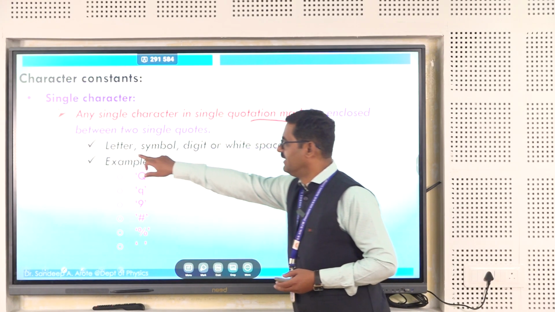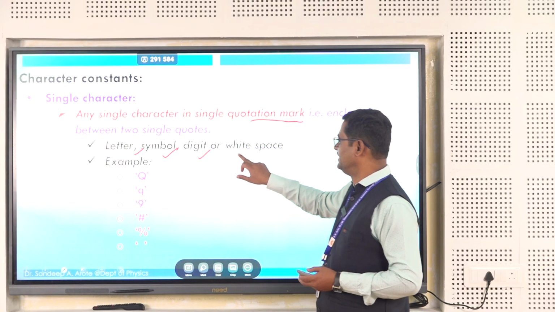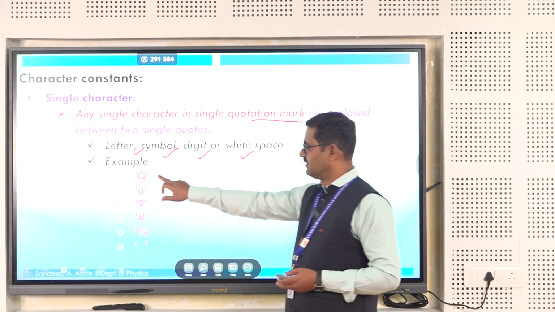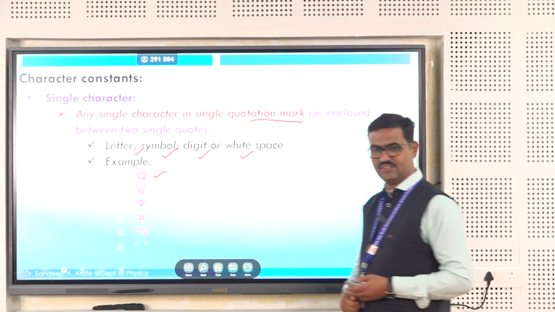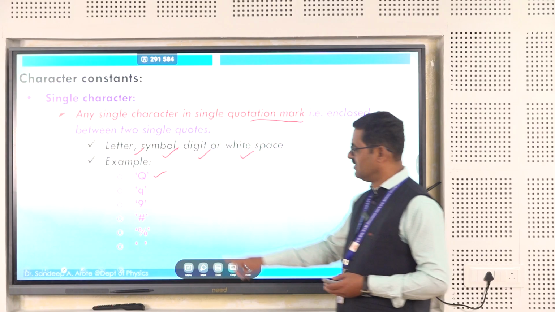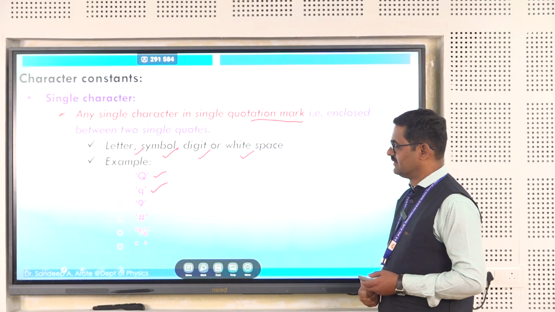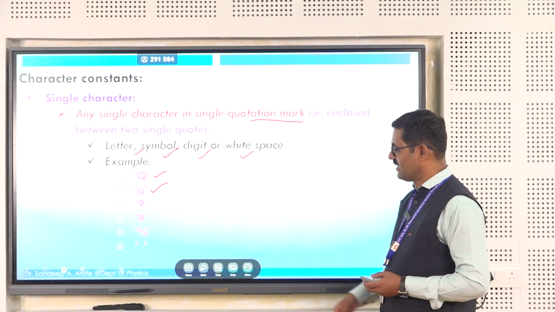It can be a letter, it can be a symbol, it can be a digit, it can be a white space. For example, see here, capital Q in single quotation marks is a valid example of a single character constant, small q in single quotation marks is also a valid example, and so on.